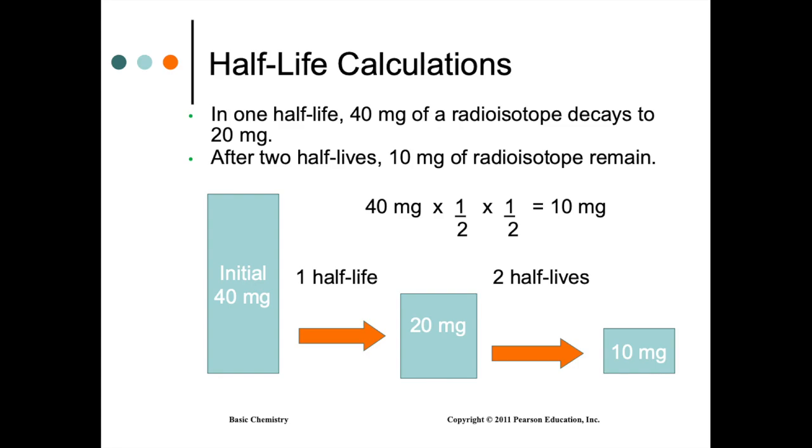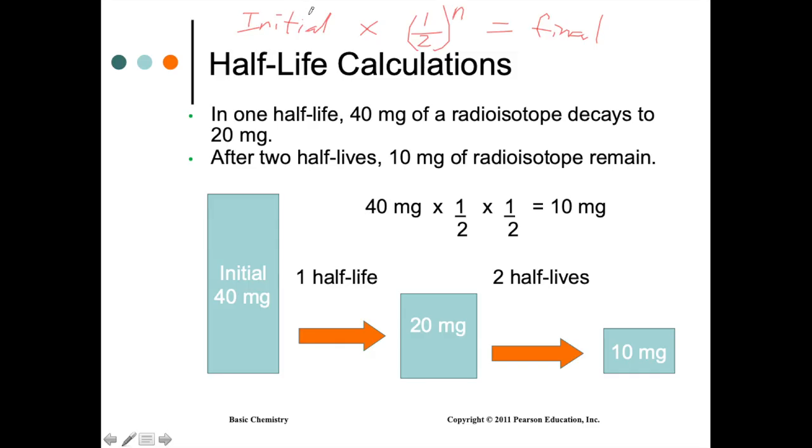For those of you who like exponents, you can condense this into a shorter variant that looks like this. Basically, you take your initial amount times the number half, or 0.5, raised to the power of the number of half-lives. I'll just call that n. That'll give you the final amount we're looking at.